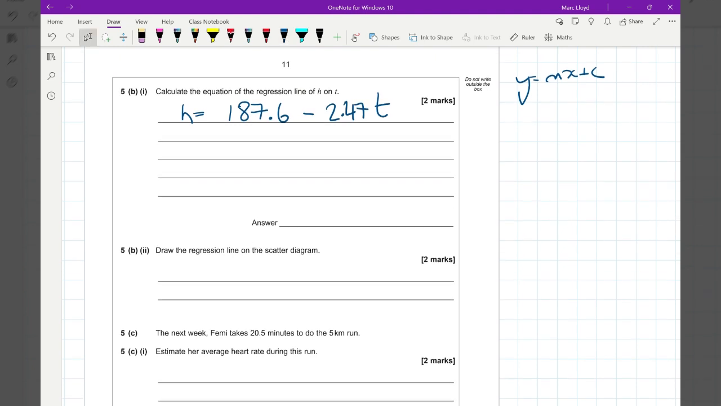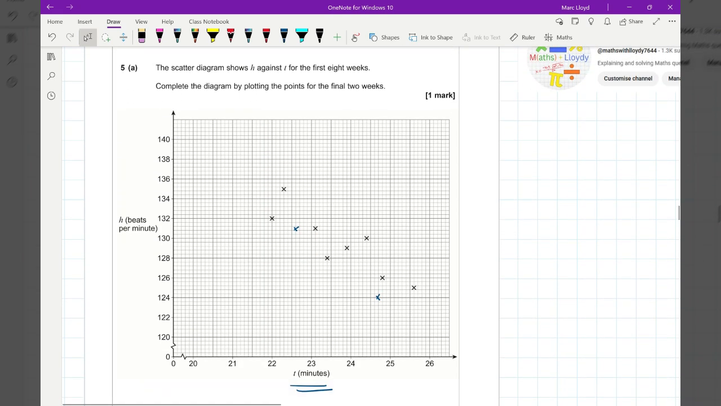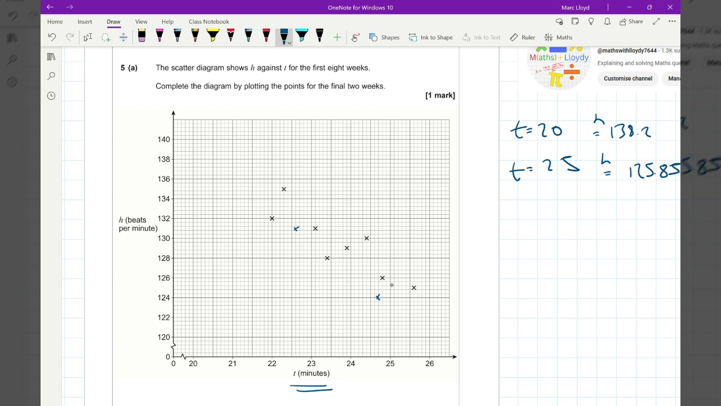Okay, it then says draw a regression line onto the scatter diagram. I just want to check I've done my one. Yeah, so I've used t equals 20, and I used t equals 25 to get my values for h, and at t equals 20 I got 138.2, and for t equals 25 I got 125.85. So we just need to plot them on there. 125.85 is in there. In fact, I'm going to use a different color. 125.85 goes to there. T is 20, we get to 138.2.